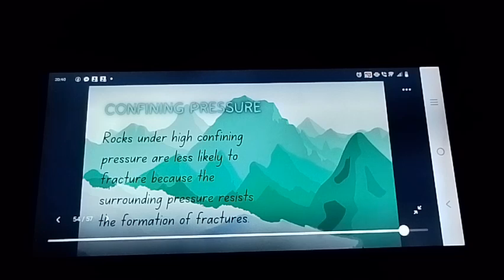Here's how it affects deformation. Resisting fractures: high confining pressure makes it harder for rocks to fracture, promoting ductility. Here's how confining pressure affects deformation: brittle-ductile transition, stress and strain. So, confining pressure plays a crucial role in how rocks deform. High confining pressure makes rocks less likely to fracture and more likely to deform ductilely. This is why the Earth's deeper layers, where confining pressure is high, are characterized by folded rocks and other ductile features.